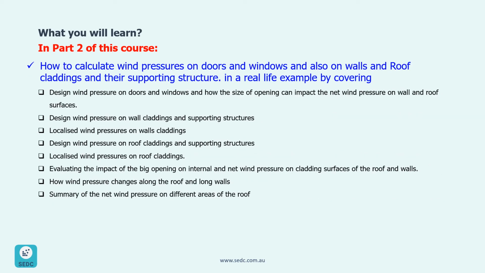In the second part of the course, you will learn about design wind pressure on doors and windows and how the size of opening can impact the net pressure on walls and roof surfaces. Design wind pressure on wall claddings and supporting structures and how to calculate localized wind pressures on wall claddings. Design wind pressure on roof claddings and supporting structures and how to calculate localized wind pressures on roof claddings.